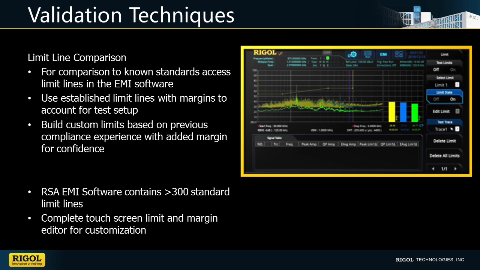But you can also use a combination of limit lines, margins, and other techniques to really optimize those limits for your own test considerations, especially in a validation setup here where we're not really doing a full compliance test. We might need to offset those to give us more room to be confident in our final compliance testing. So let's see how that editing and changing of a limit line process works in the RSA 3000.